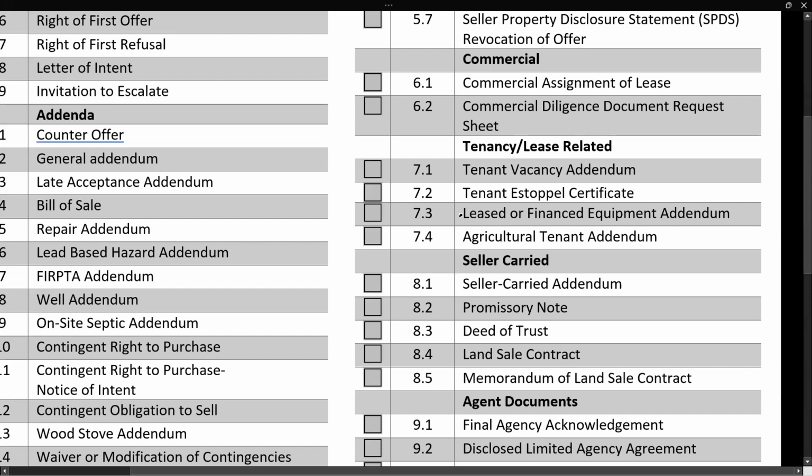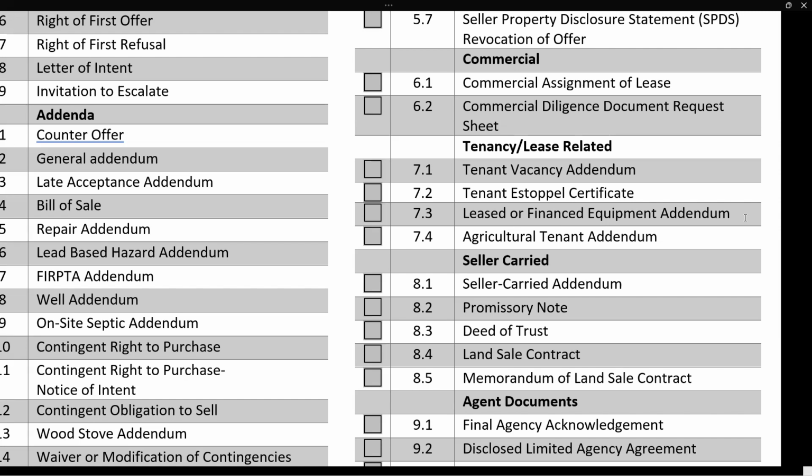7.3 is for leased or financed equipment. This is for those situations where you have a propane tank or a solar panel on top of the property that is not owned by the seller. If you have a solar panel on the property that's not owned by the seller, that solar panel is owned by the solar panel company, the solar company. That seller is just leasing it from the company. When the buyer purchases the property, you need to assign that lease over to the buyer, or remove the solar panels, or buy them outright and move them as a fixture.